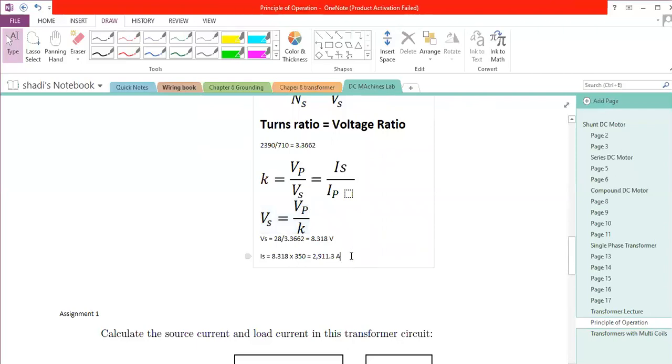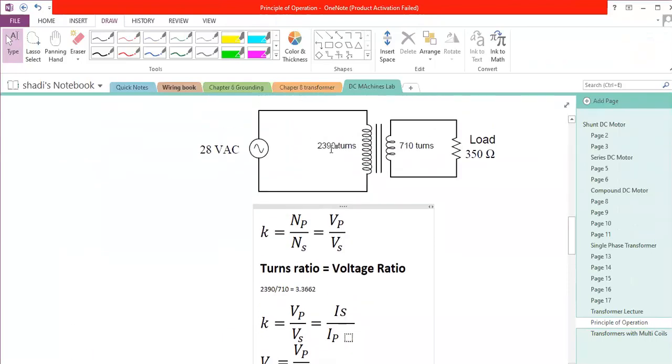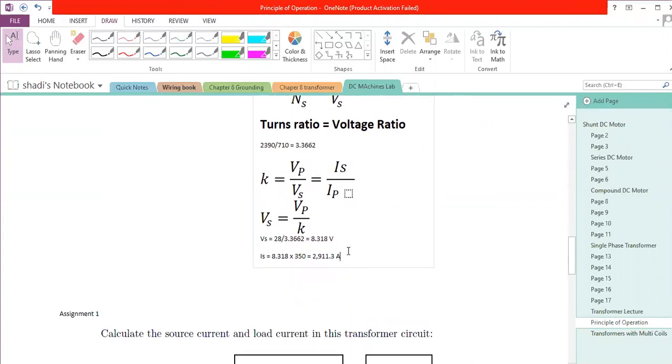So this is the I secondary. If I want to find the current at the primary for the same question, because I figured out the voltage and the current at the secondary, I need to find the current at the source, which is the primary. So I primary will be equal to I secondary over K.